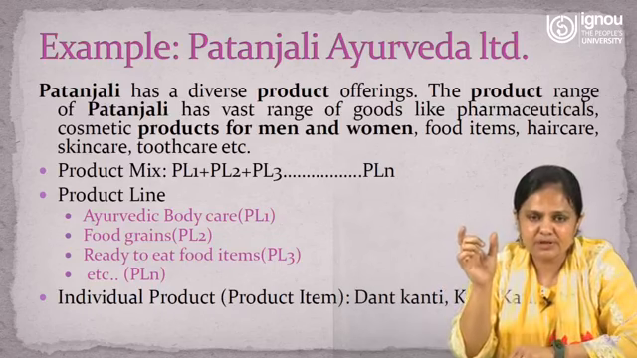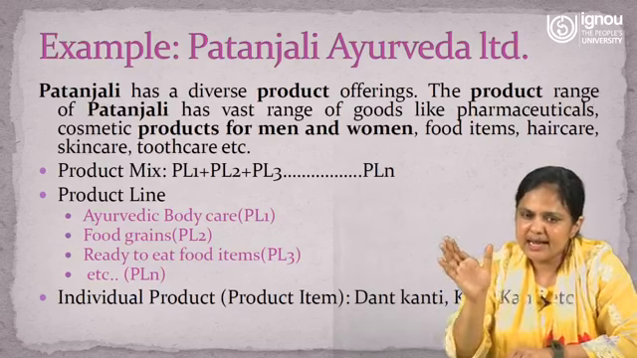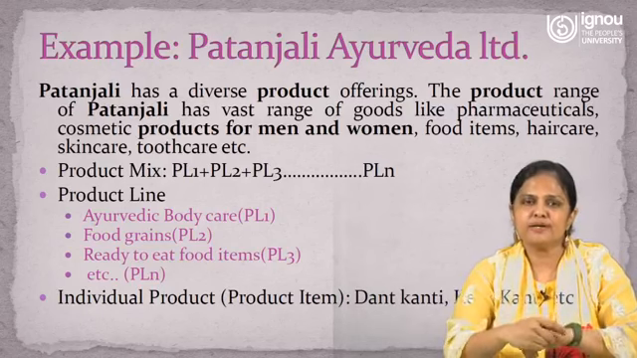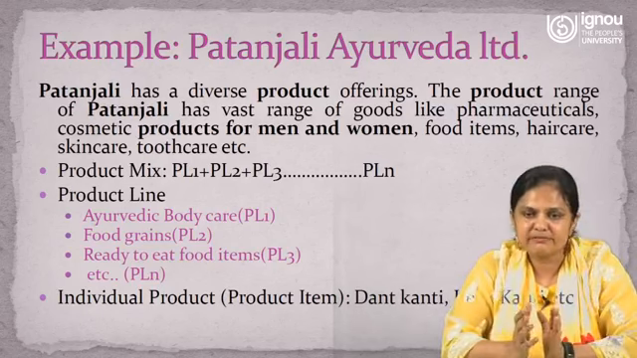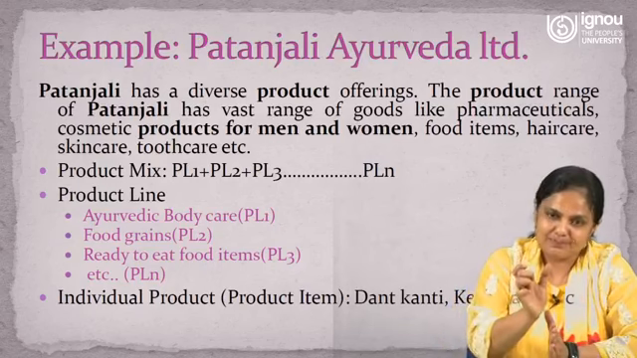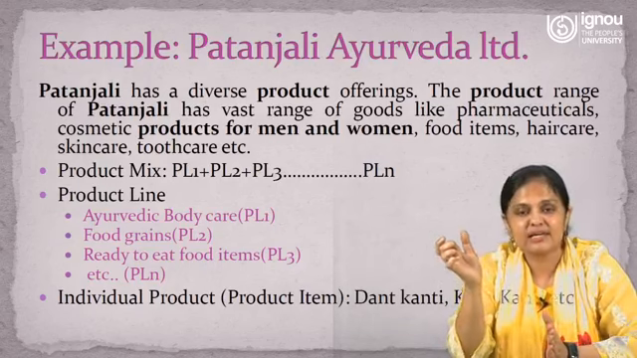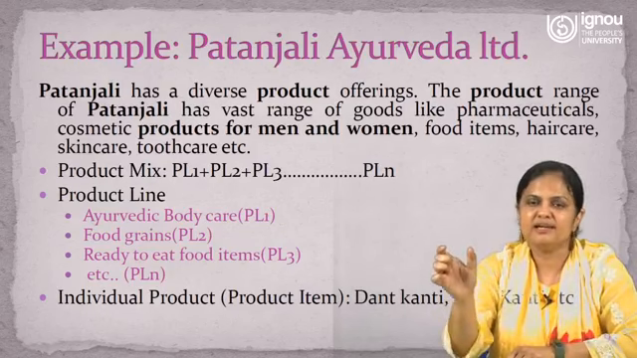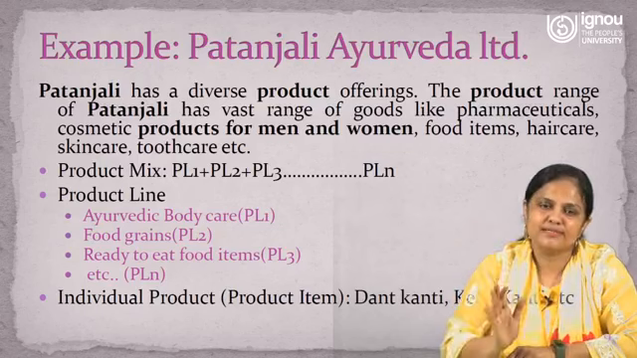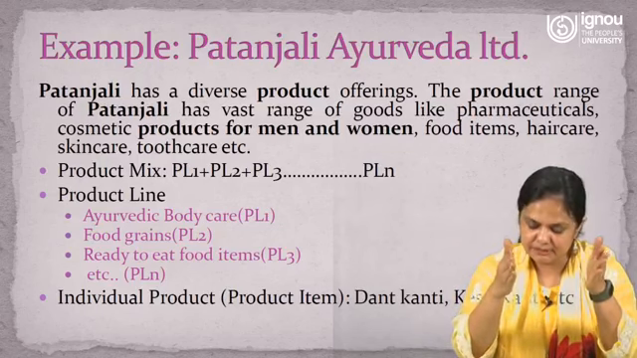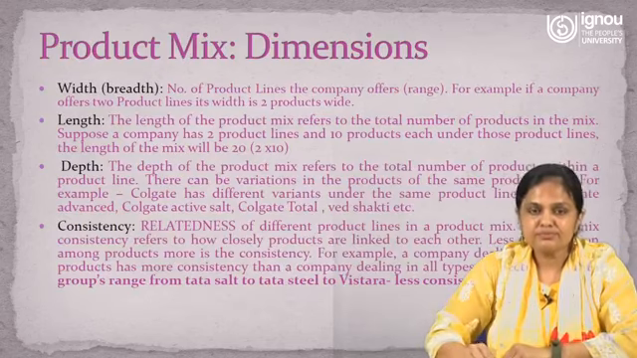And in each product line there are certain products, and those products are known as individual items. Like if we are talking of dental care, Dant Kanti would be an individual item. If hair care is a product line, Kesh Kanti in the hair care product line would be an individual item. So product mix, product line and product item. We will see it with different examples also.